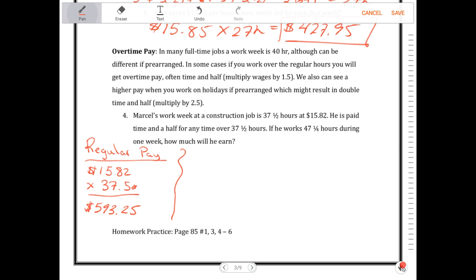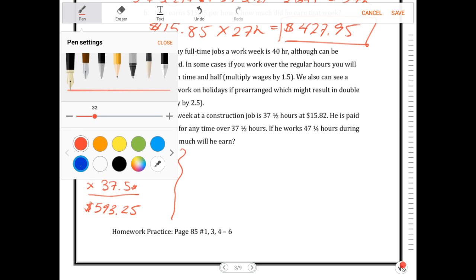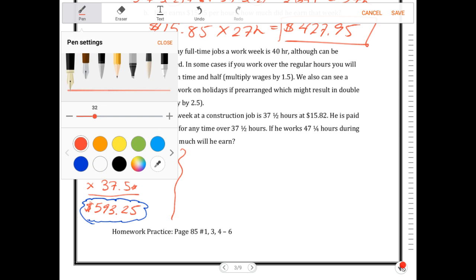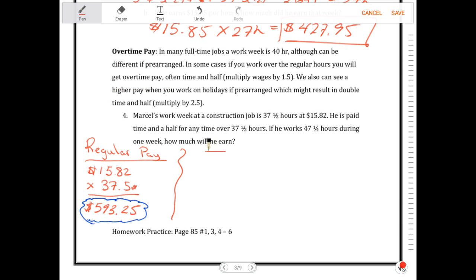I'm just going to change the color if I can, and I'm going to just circle that. We have to come back to this value in a little bit. I'm just going to mark it so we know that's separate and we have to do something with that. Then what we're going to do is go on to overtime pay. So I'll just make a little heading, overtime pay.